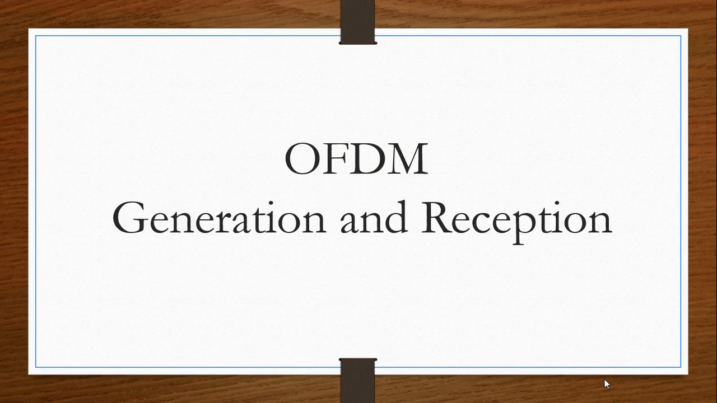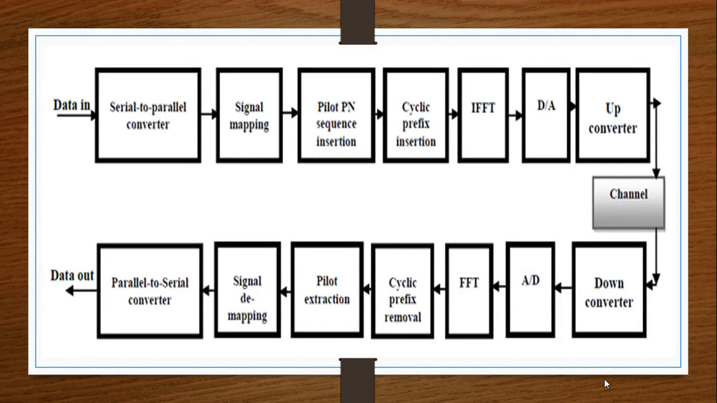So we'd like to talk about the general block diagram of how exactly OFDM is implemented. First, as you can see, the data comes in here. It is then converted into parallel bit streams since we are using multiple subcarriers. It will be signal mapped, and then there will be a pilot sequence insertion.